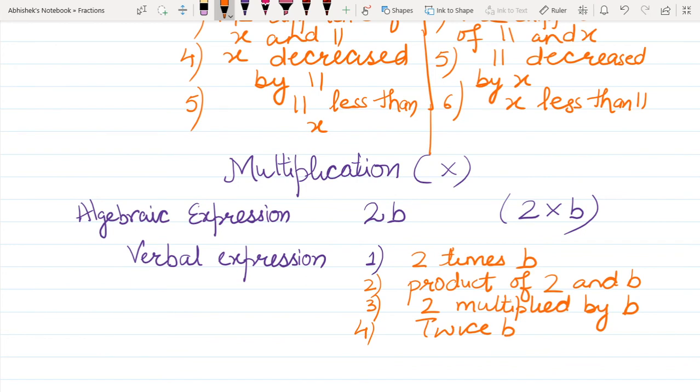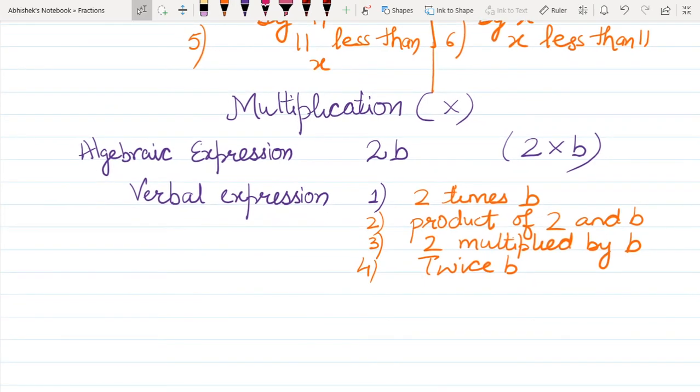So these are the different verbal expressions that have the same algebraic expression. 2 times b, it's 2b. Product of 2 and b, it's 2b. 2 multiplied by b, again its algebraic expression is 2b. Twice b, its algebraic expression is 2b. So now the last operation is division.